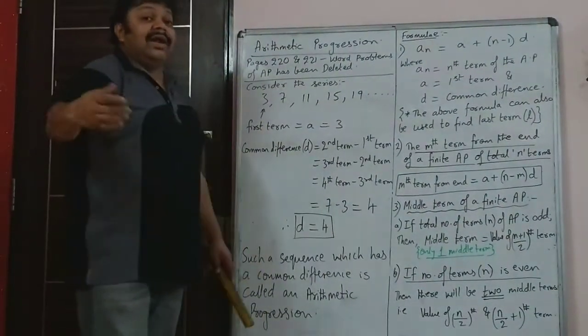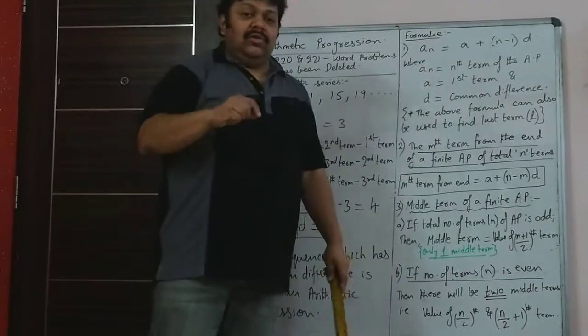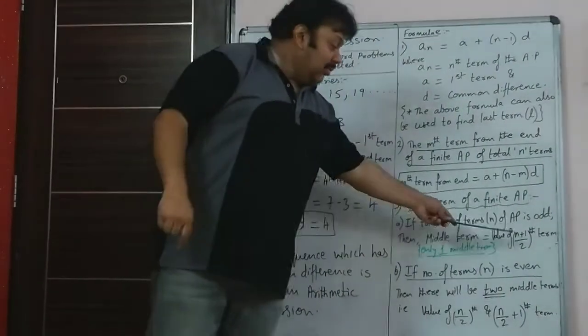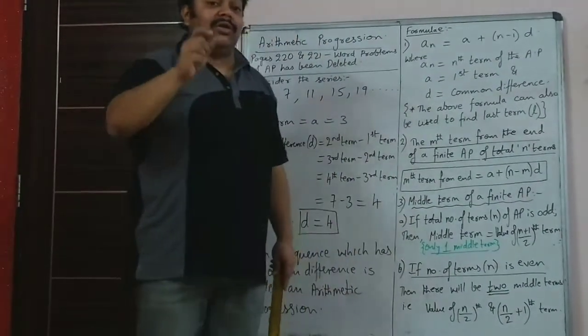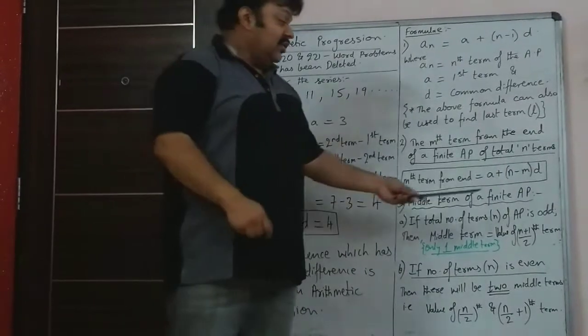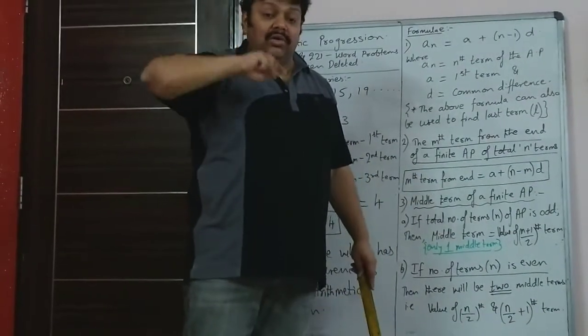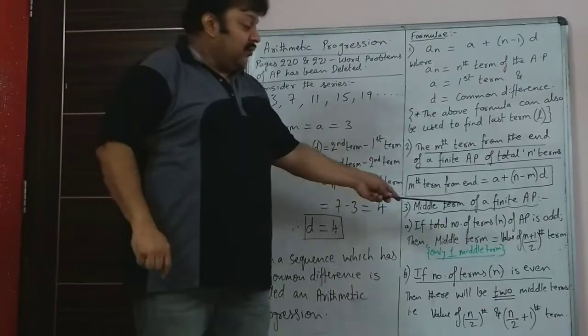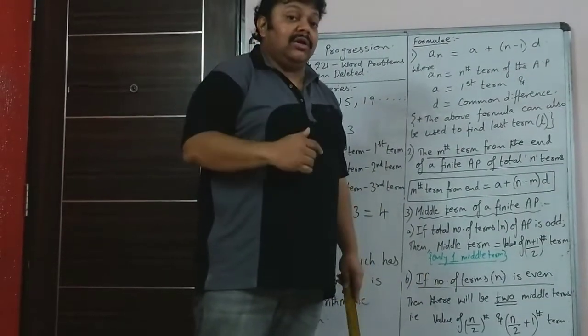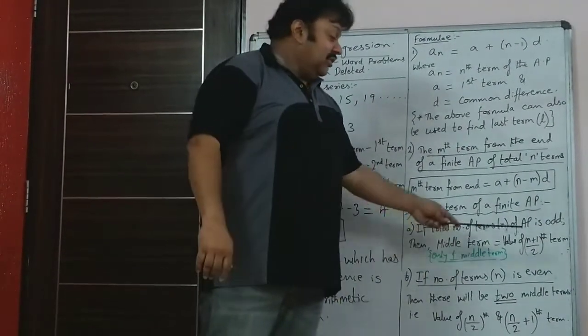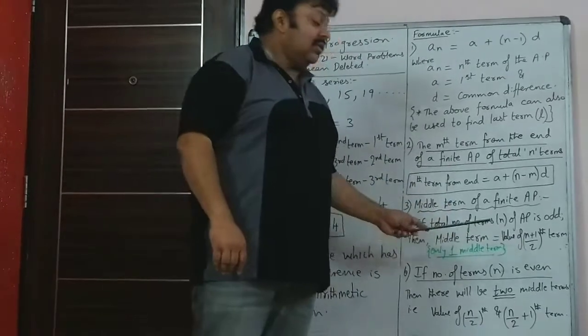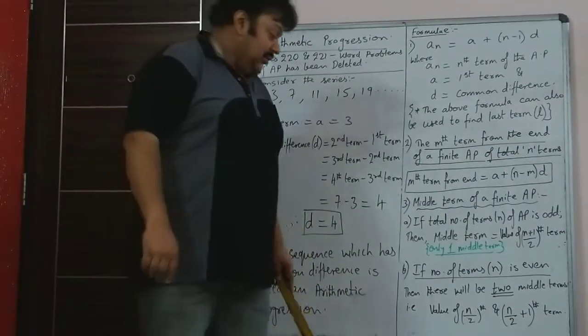So let's say there are 9 terms in a series. So 9 plus 1 upon 2, the fifth term, whatever is the fifth term after the sequence has been arranged in ascending order. The fifth term would be the middle term of that series which has 9 terms, n is equal to 9, where n is odd.